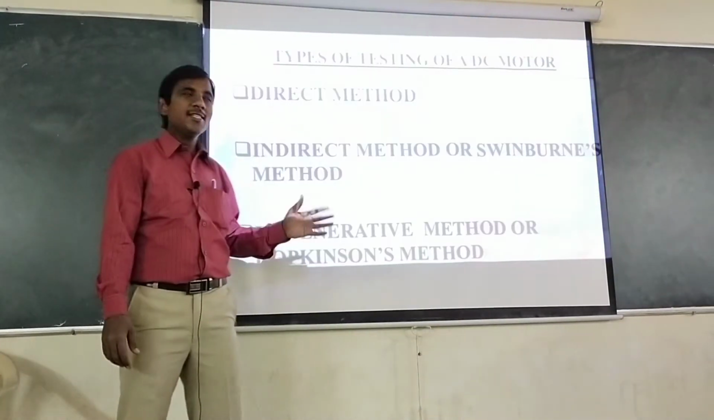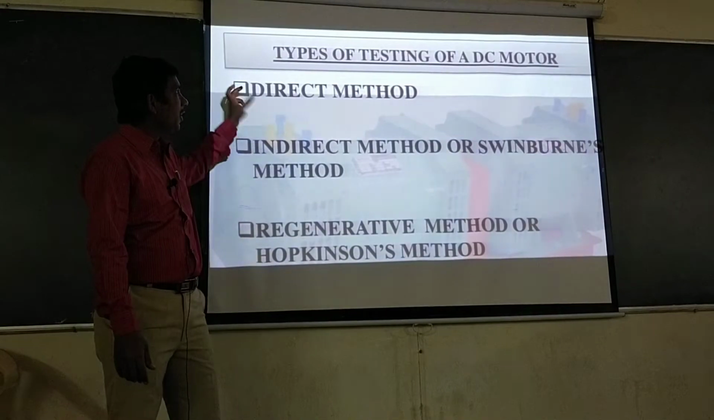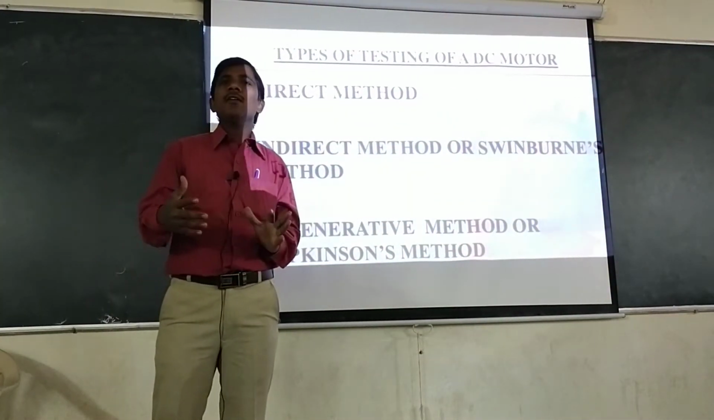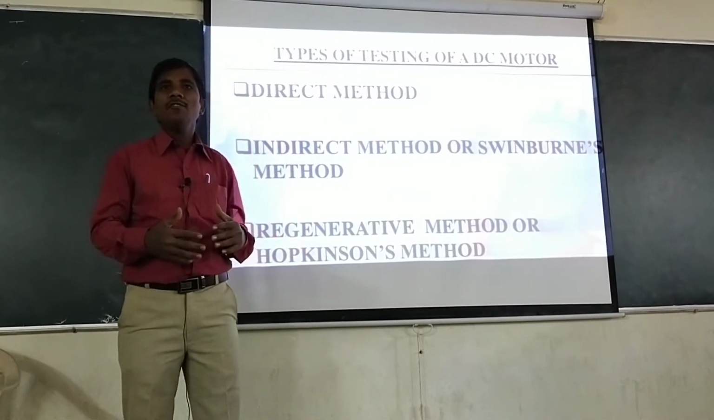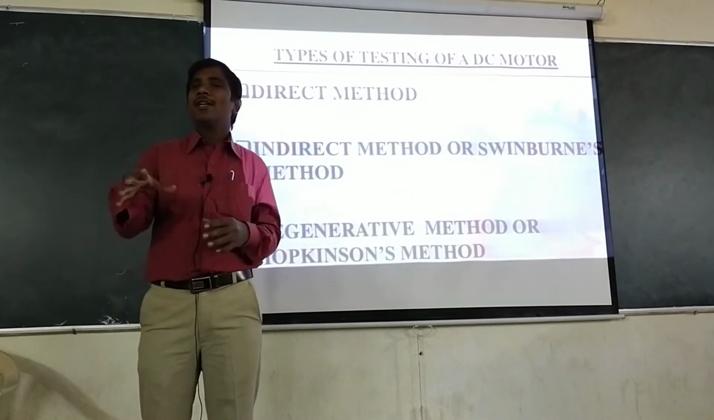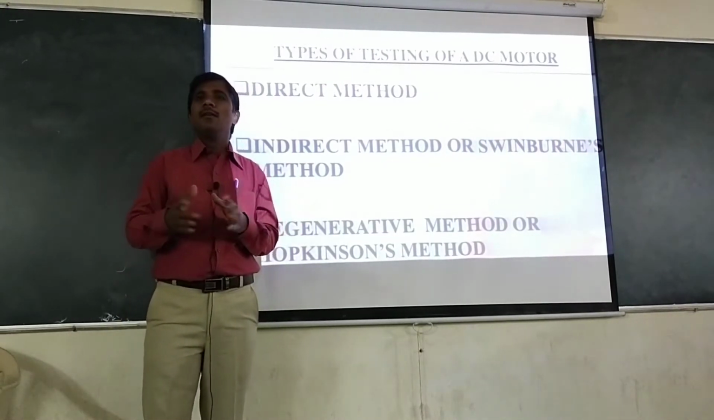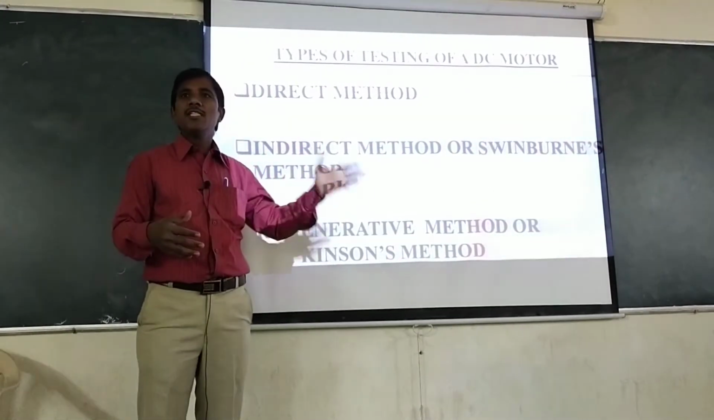Now let us start DC testing of DC machines. There are three types of tests present. One is the direct test. For small scale machines, for small motors, we go for it directly by applying load. What is the efficiency we are finding? If the efficiency is poor, some losses will appear, and some losses may cause the efficiency to be poor.